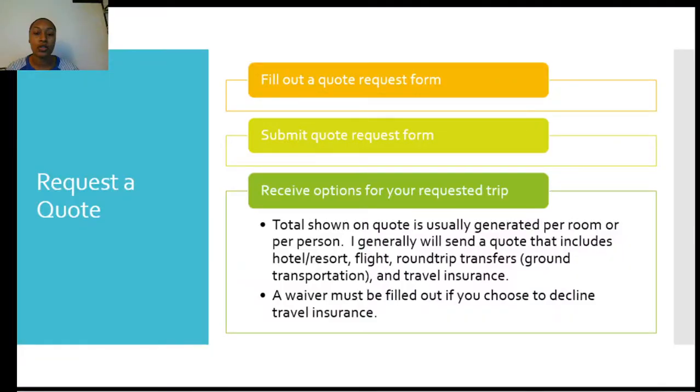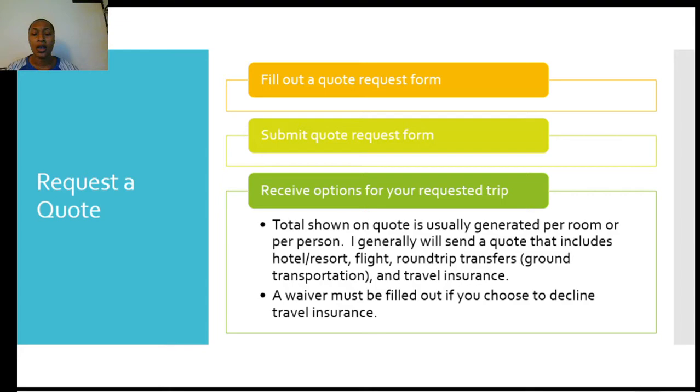So the first thing you're going to do when you want to go ahead and book a trip with me, you have to fill out a quote request form. My quote request form basically has everything that I need to be able to generate a quote for you. It gives me all of those extra details that I can avoid having to call you back and forth to get. Once you submit your quote request form, I will generate some options for your trip. Okay. You will receive the options, and what you're going to see is the flight detail at the top. You're going to see the hotel and resorts that I think that you would like, and then you're going to also see the insurance.